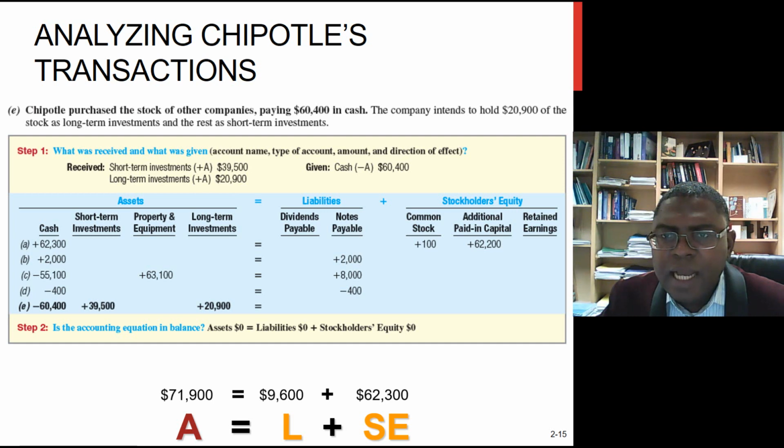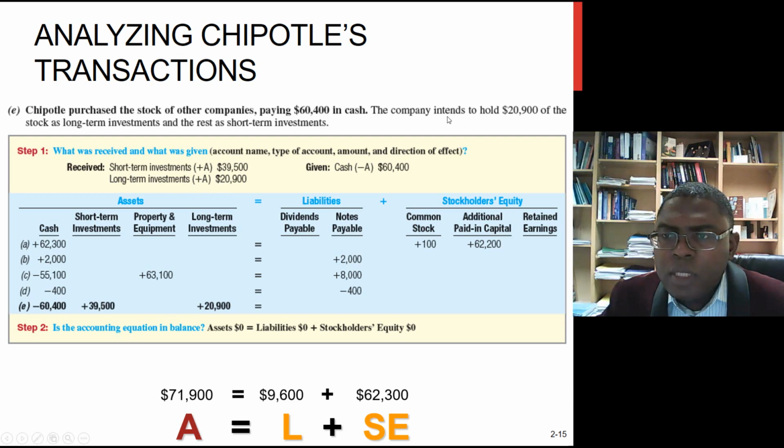What are the accounts that are being affected? Payment is being made in cash, so cash is being affected. The cash account is going to be reduced. Cash is an asset, so asset is decreasing by 60,400. This is the amount of money that is going out. Two other asset accounts are being affected. Short-term investment is increasing and long-term investment is also increasing.